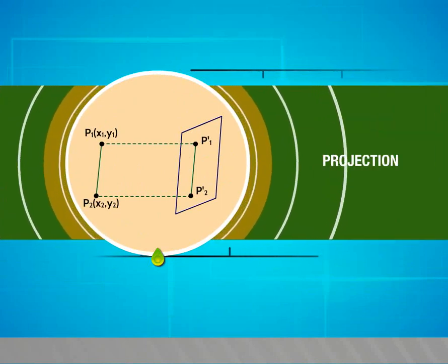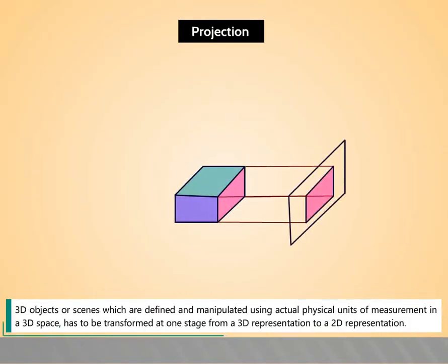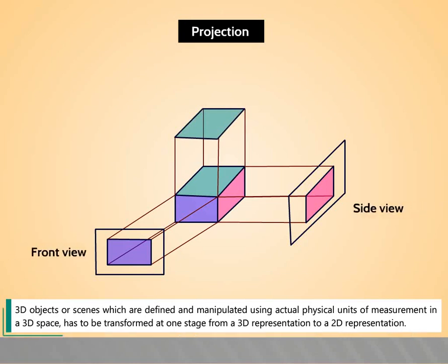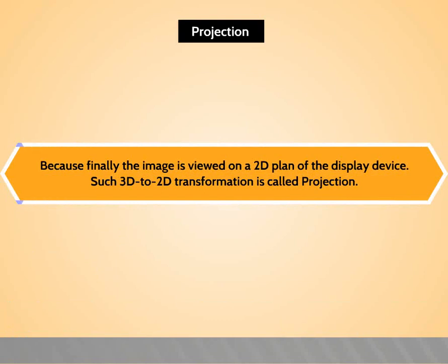Projection. In this video, we are going to see about projection. 3D objects or scenes which are defined and manipulated using actual physical units of measurement in a 3D space have to be transformed at one stage from a 3D representation to a 2D representation, because finally the image is viewed on a 2D plane of the display device. Such 3D to 2D transformation is called projection.